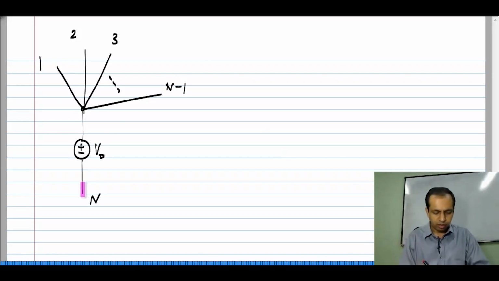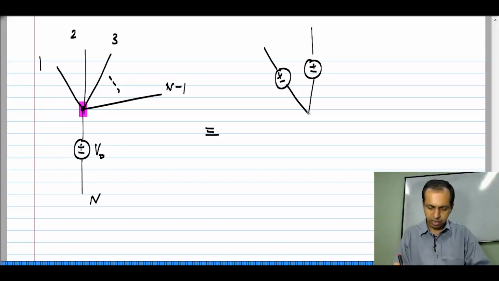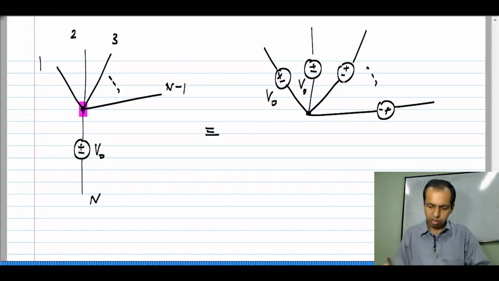Now, this can go to anything, it does not matter what is there, it could be a voltage source, current source, any component you want. Similarly, these branches can also have any components. These are just wires going to some place, but you have a node where n wires are connected together. Now, going backwards from how I reasoned out earlier, I will say that this is exactly equivalent to having a voltage source V naught in every one of these branches, other than this one.